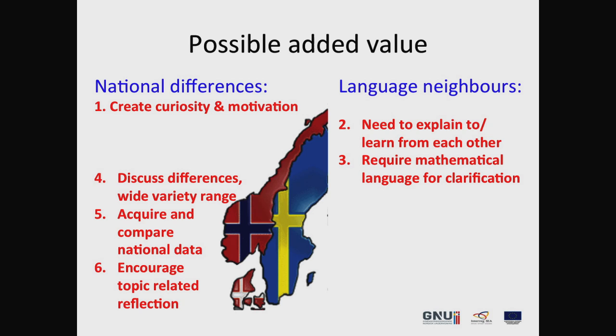The third dimension in the Gnubic cube was the issue of finding out possible added value when the 3 nations should work together in mathematics. Looking specifically at national differences, these differences were considered by themselves possible to promote curiosity and motivation for the students. Just the mere fact of working with someone from another country could be a motivation as such.